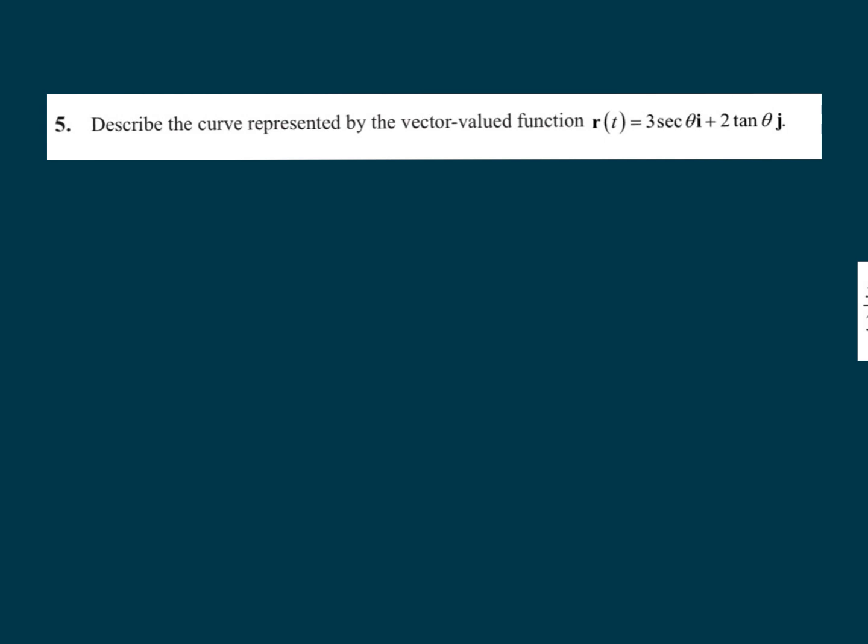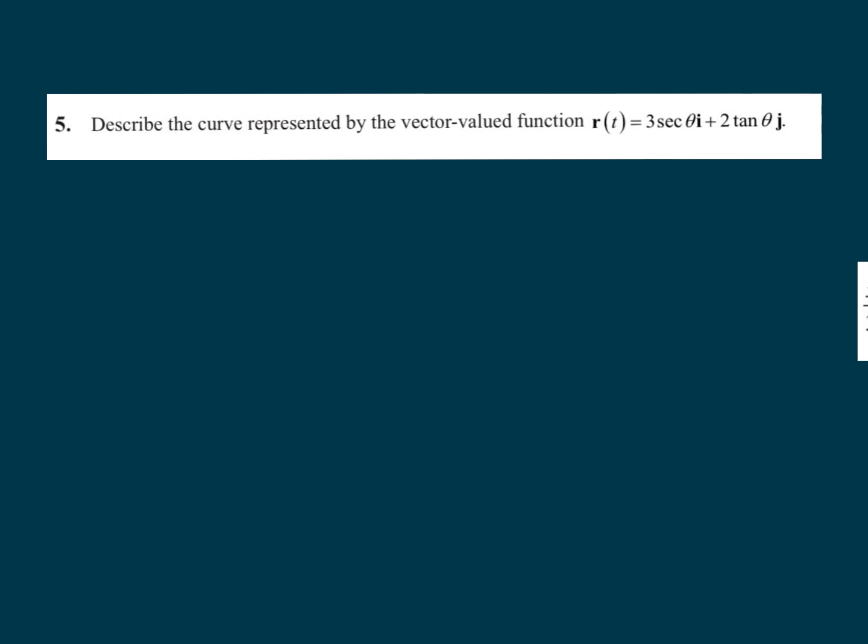Okay, the next problem is something similar. The r of t is x of t i plus y of t j. The x is 3 secant theta, and the y is 2 tangent theta. It says, describe the curve represented by this vector valued function, and also find the orientation of the curve. So let's do it.